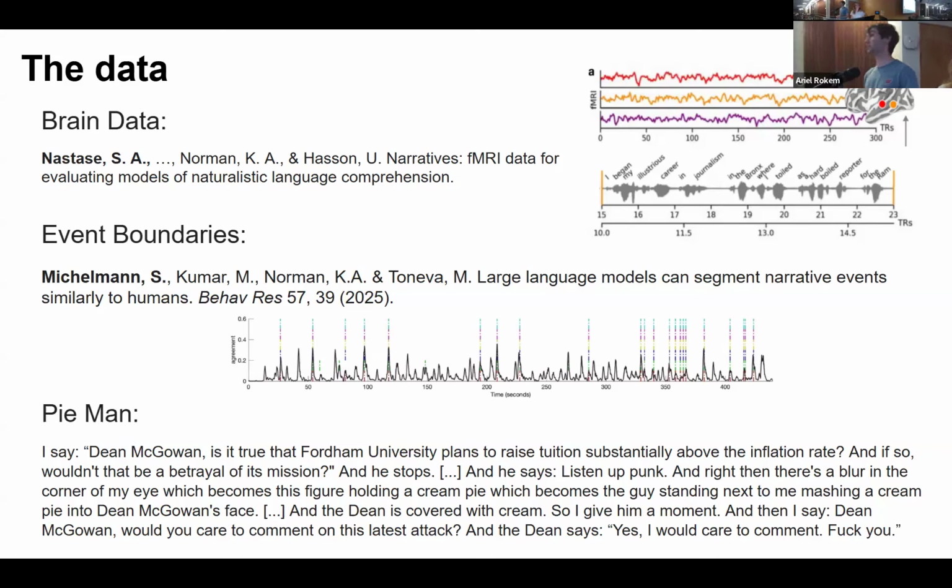So we went ahead and used the LLM-derived boundaries because people vary a lot in where they demarcate boundaries in a story, whereas an LLM won't. It represents some sort of consensus among human interpretations. We have a little excerpt down there from Pie Man that you can read at your own discretion. Fun little Moth Radio Hour story. You can go listen to it in your free time.